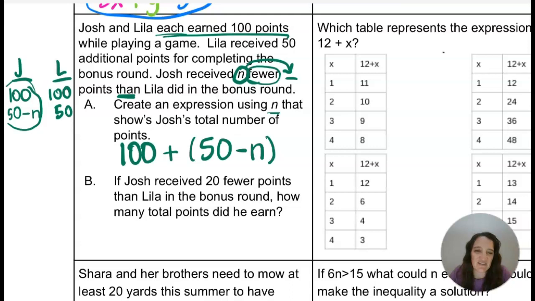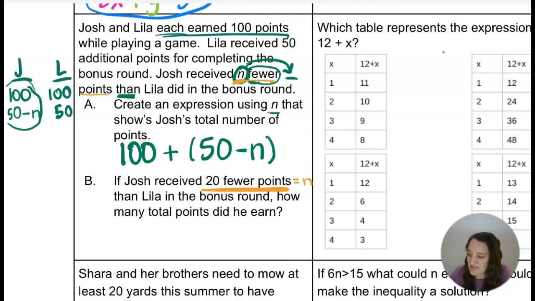The next one is if Josh received 20 fewer points than Lila in the bonus round, how many points did he earn? All right, so the n is the fewer points, and we found out that it was actually 20 fewer points.